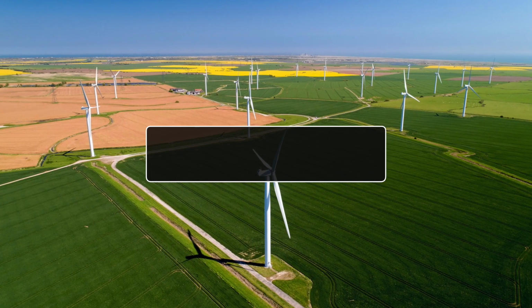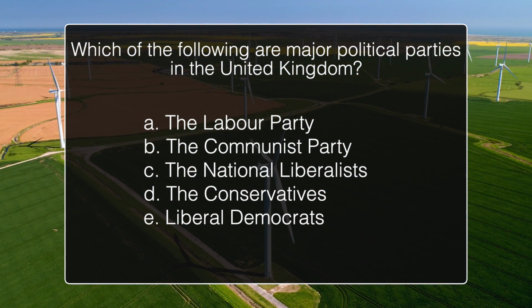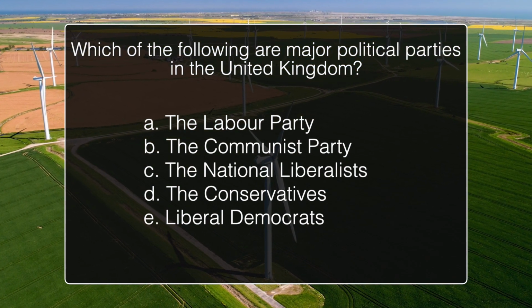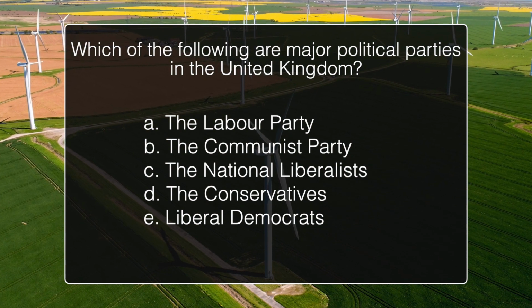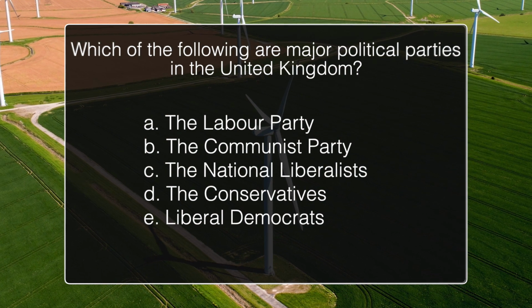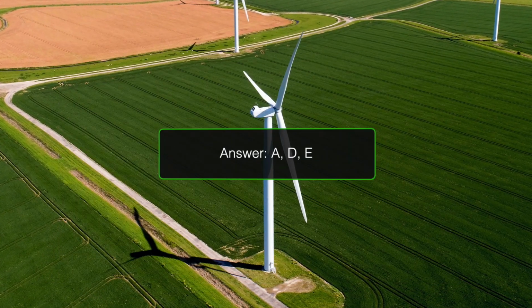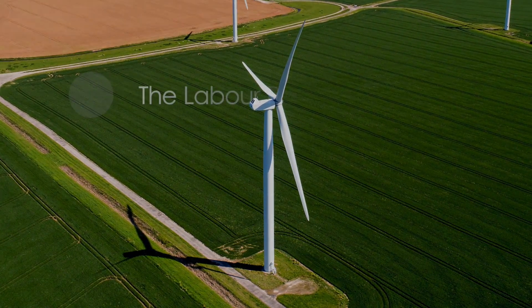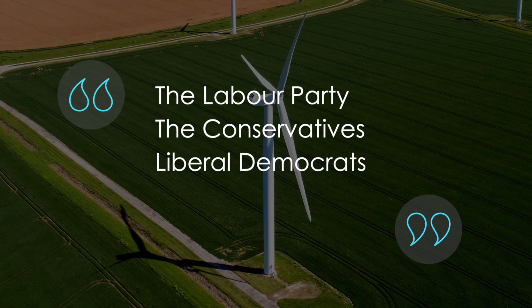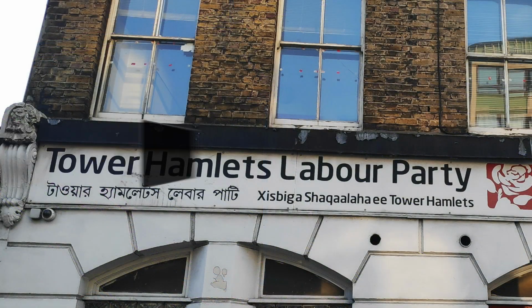Which of the following are major political parties in the United Kingdom? The Labour Party, the Communist Party, the National Liberalists, the Conservatives, the Liberal Democrats. The answer is the Labour Party, the Conservatives, and the Liberal Democrats.